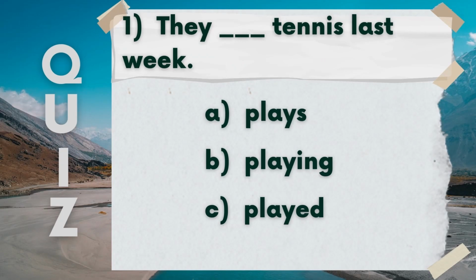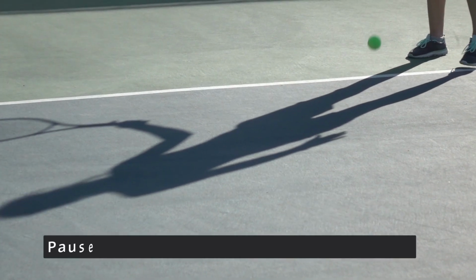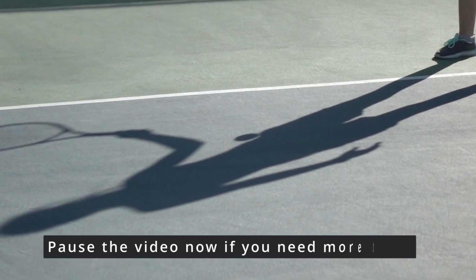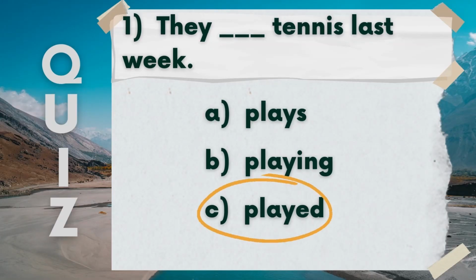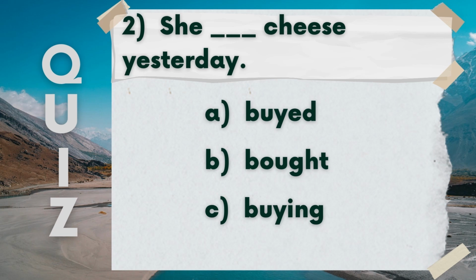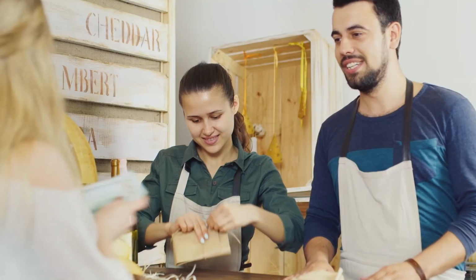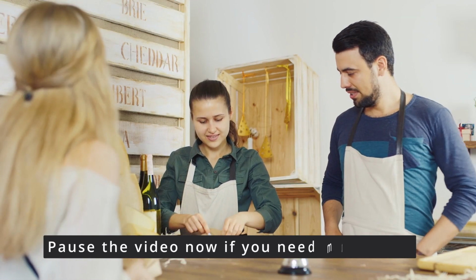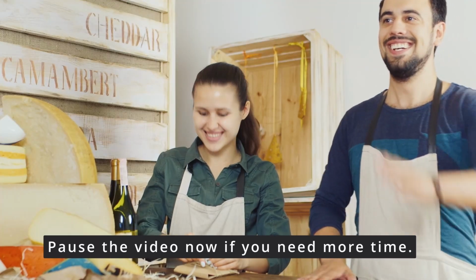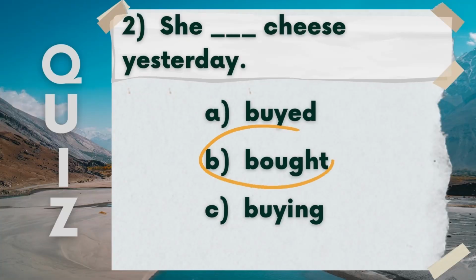Question 1. They blank tennis last week. A plays, B playing, C played. If you said C played, you would be correct. Question 2. She blank cheese yesterday. A buyed, B bought, C buying. If you said B bought, you would be correct.